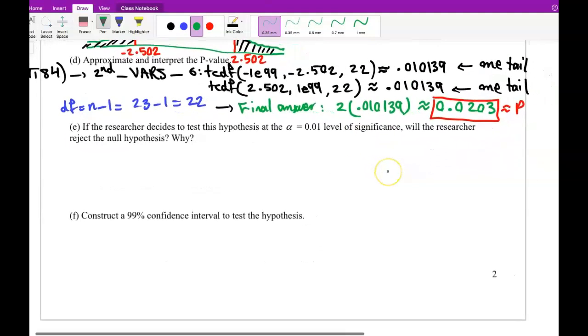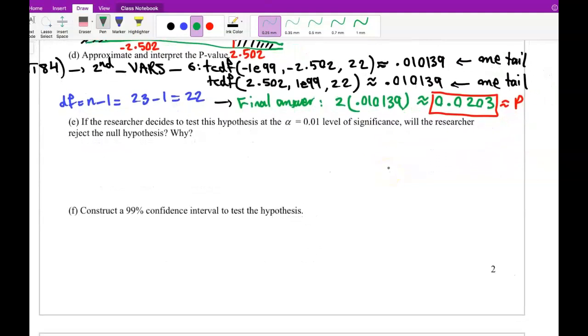Okay, we finished part D. Now part E. If the researcher decides to test this hypothesis at the significance level alpha of 1%, will the researcher reject the null hypothesis? Why?